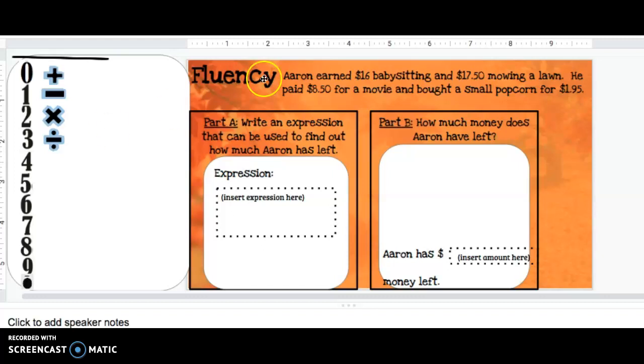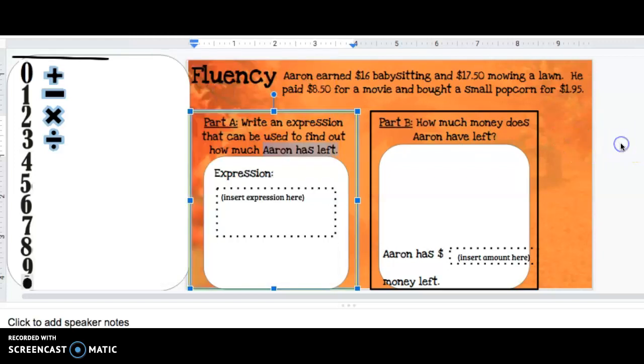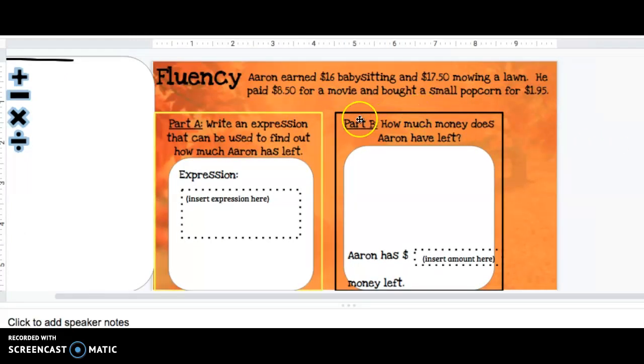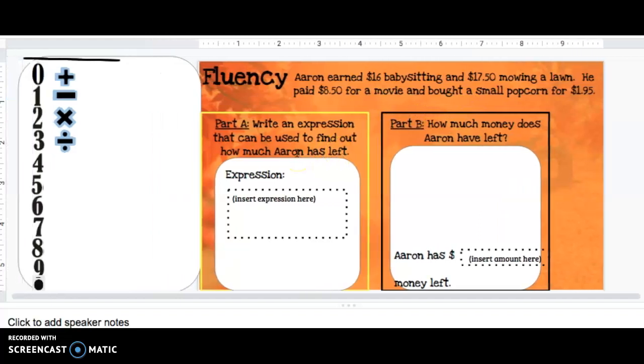So your statement is, Aaron earned $16 babysitting and $17.50 mowing a lawn. He paid $8.50 for a movie and bought a small popcorn for $1.95. So our first thing that we need to do is write an expression that can be used to find out how much Aaron has left. So we're looking at how much money Aaron has left. What he spent, how much he earned.